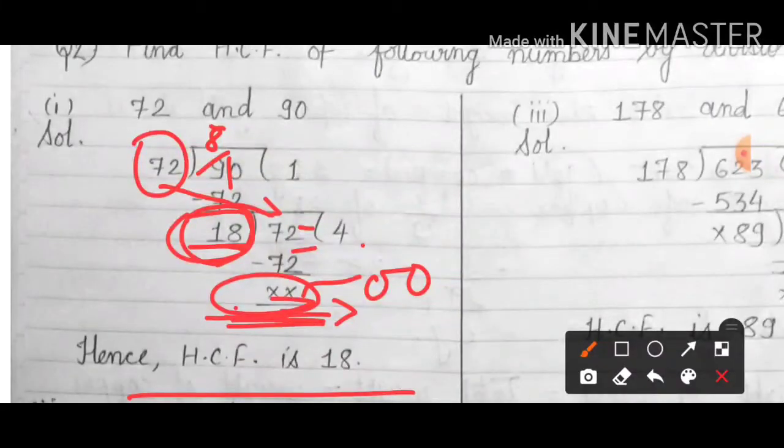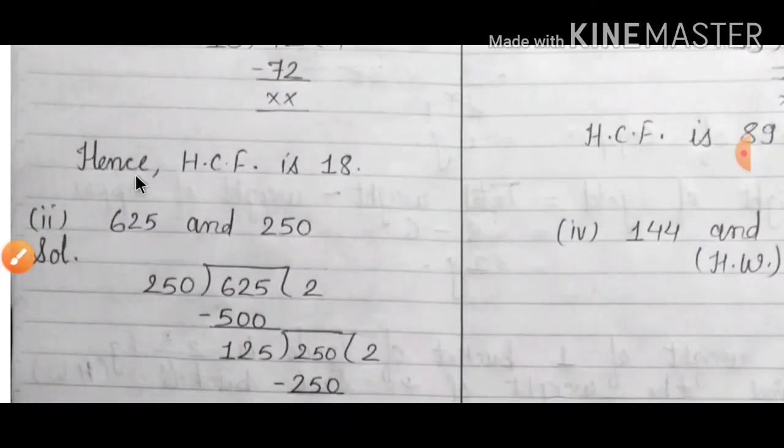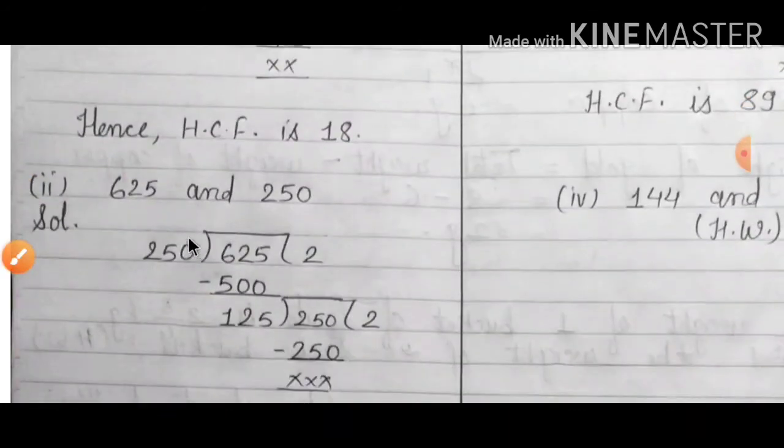Let us see question number 2. 625 and 250. So here we have to divide the greater number by smaller one. So divide 625 by 250. So first we take the table of 250 that many times so that the number should be equal to 625 or less than 625. So 2 5s are 500. Now minus this, 5 minus 0, 5, 2 minus 0, 2, 6 minus 5, 1.